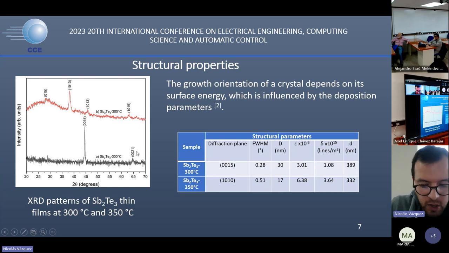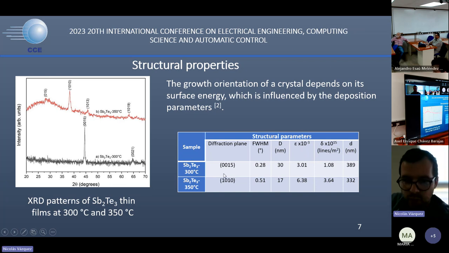But the question here is, why do we have an intense peak around 45, and why do we have an intense peak around 37? Well, this might be related to the growth orientation, because the growth orientation of a crystal depends on its surface energy, which is influenced by the deposition parameters. But since we kept the rest of the parameters constant, and the only parameter we changed was the substrate temperature, the substrate temperature caused a difference in the surface energy of each sample.